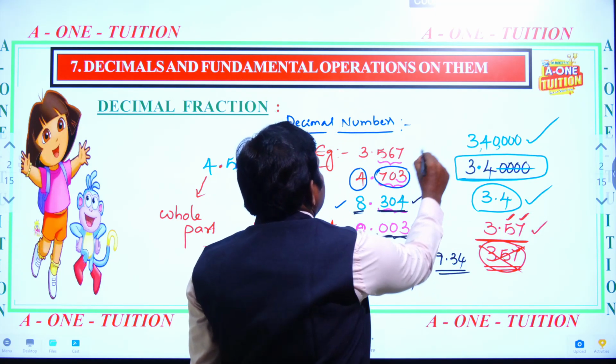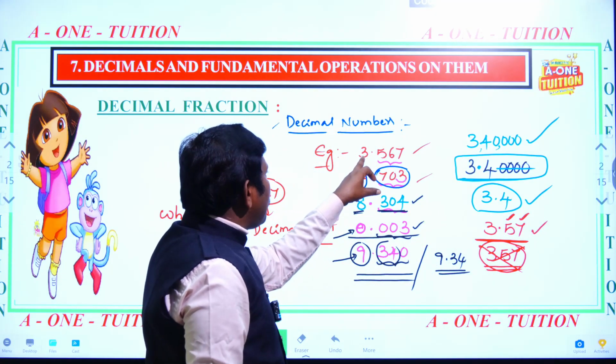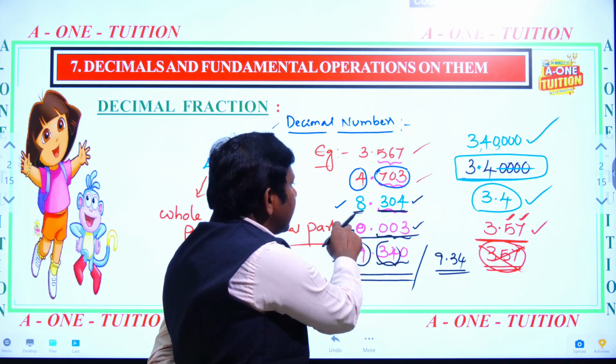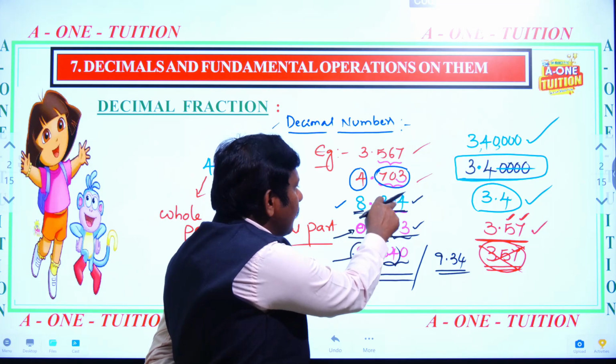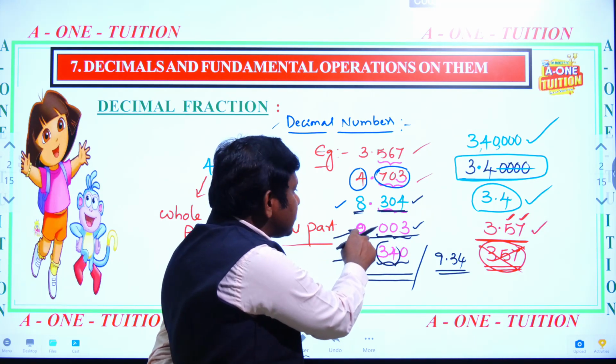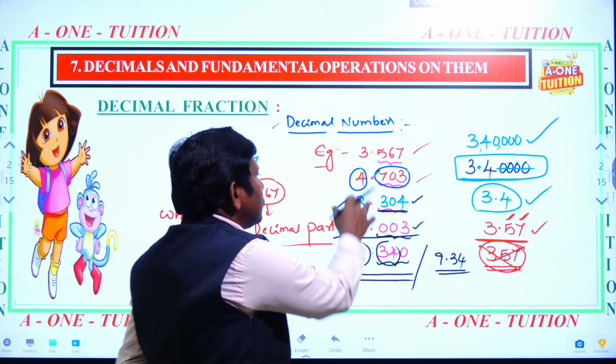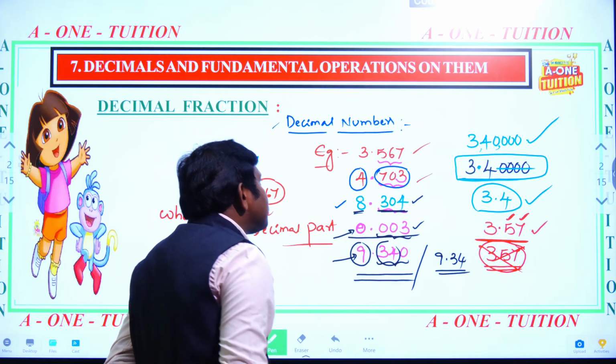3.57. Same here also. See, read it. 3.567. Next one, 4.703. Next one, 8.304. Next one, 0.003. Next one, 9.340. So these are all decimal numbers only.